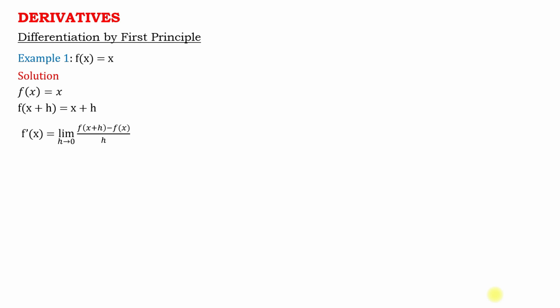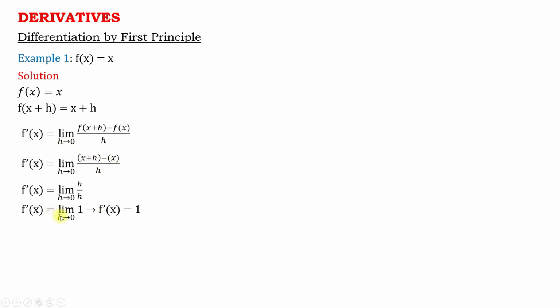So instead of writing function of x plus h, we already have the value which is x plus h. So in the point where there is a function of x plus h, we put x plus h, minus, in the point where there is f of x, we put x, divided by h. So when we minus, x and x will cancel, we remain with h. h over h is 1. So function of x is equal to x, derivative of that function is 1. Derivative of x is 1.